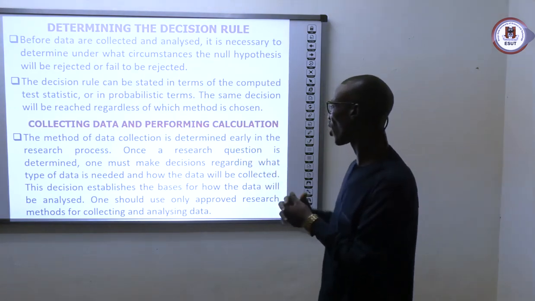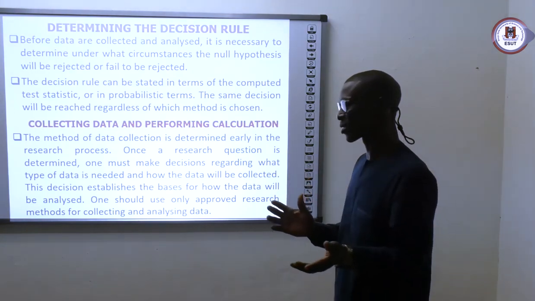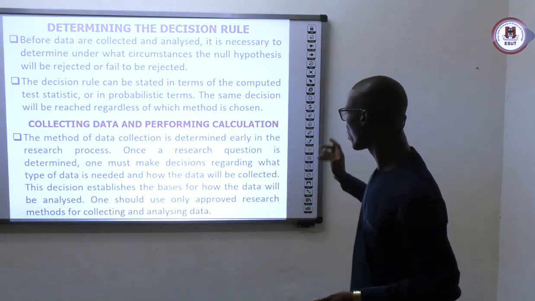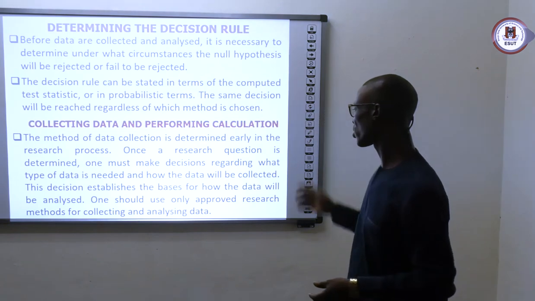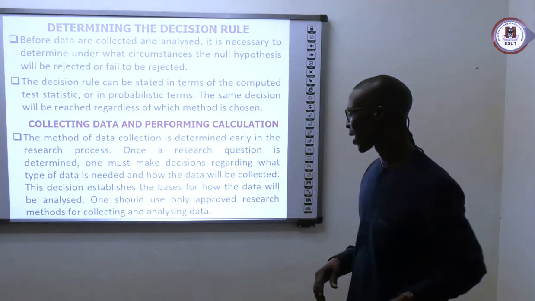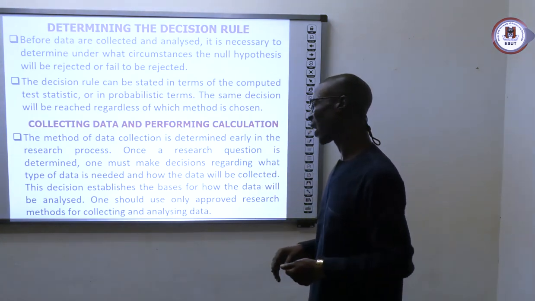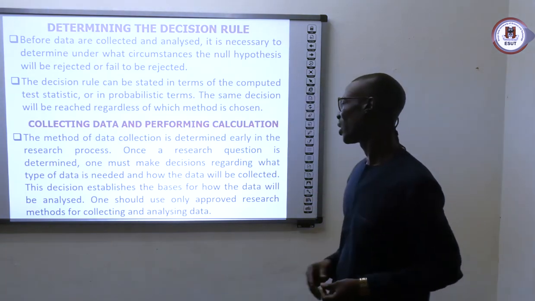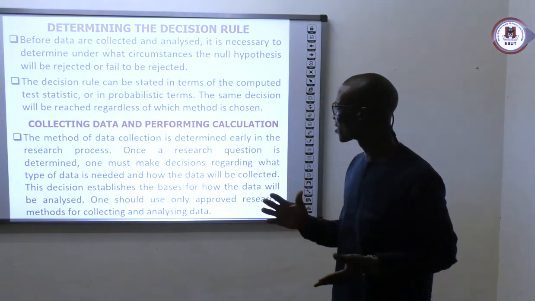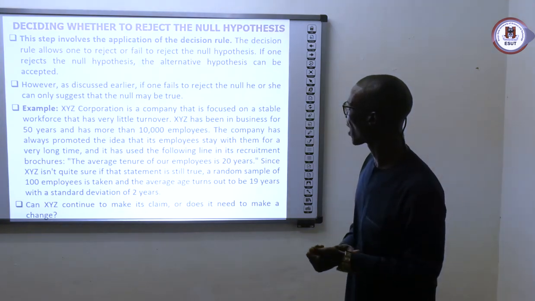So the method of collecting data determines the early research process in testing hypothesis. It informs the type and nature of the hypothesis, and once the research question is determined, one must take a decision regarding what type of data is needed and how the data will be calculated. So the decision establishes the basis for the data to be analyzed. This should use an appropriate method of data collection and analysis. All these things guide us to make our decision when we are testing hypothesis.